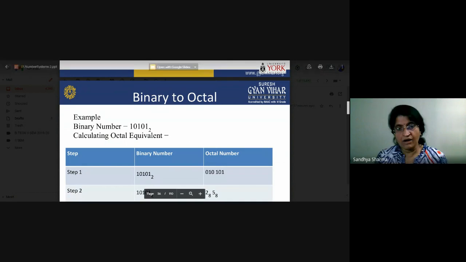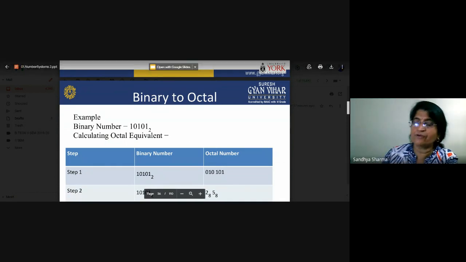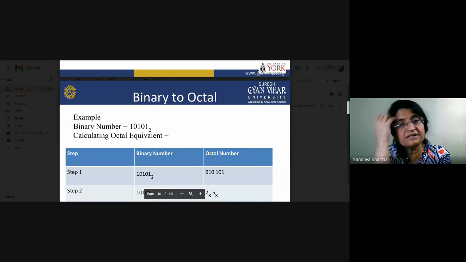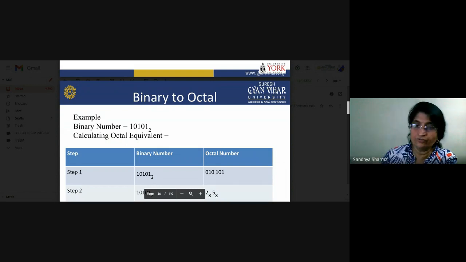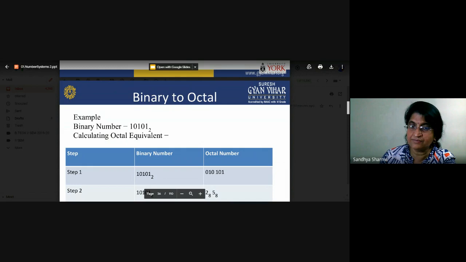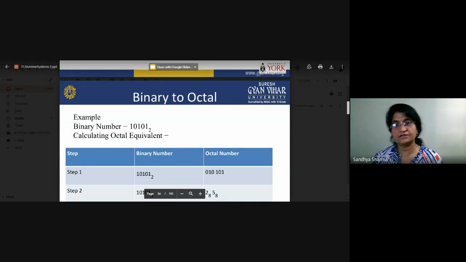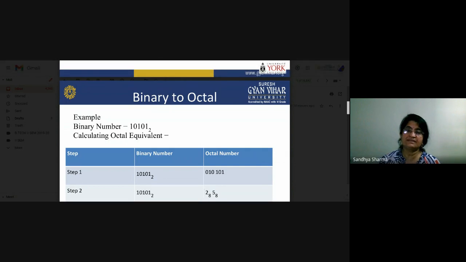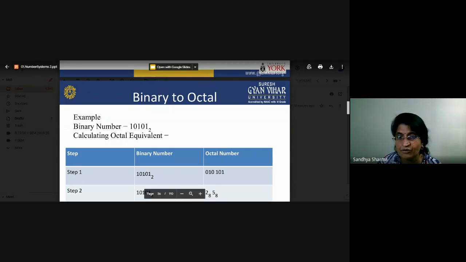What you have to do: there are only 5 bits, and to make a 3-bit pair, you have to add extra bits. You can put a 0 in the MSB place. You cannot put a 0 before the LSB. Always put the 0 in the MSB. So here we will add a 0 at the MSB, and it will again make combinations of 3.